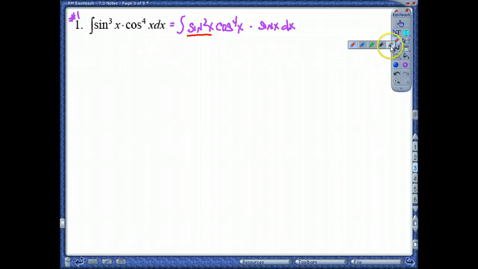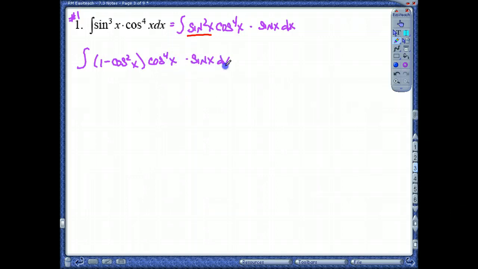When we do that, I'm going to start it over here because I'm going to need lots of room. So sine squared is 1 minus cosine squared times cosine to the 4th. And then that sine is saved up over there. So all I've done is peel that sine cubed apart, saving 1 for the du.